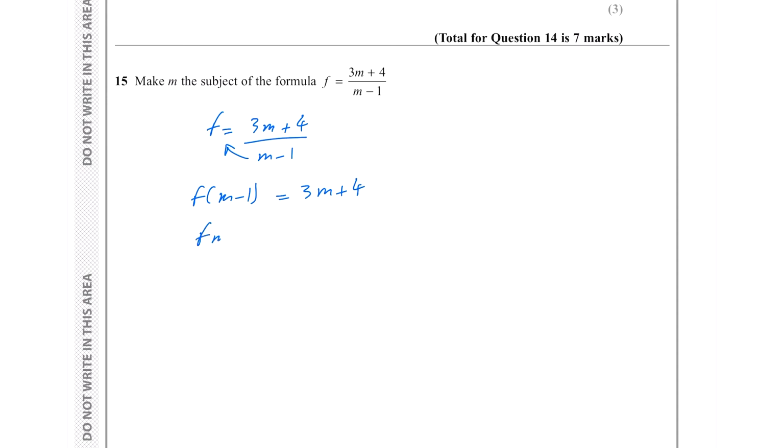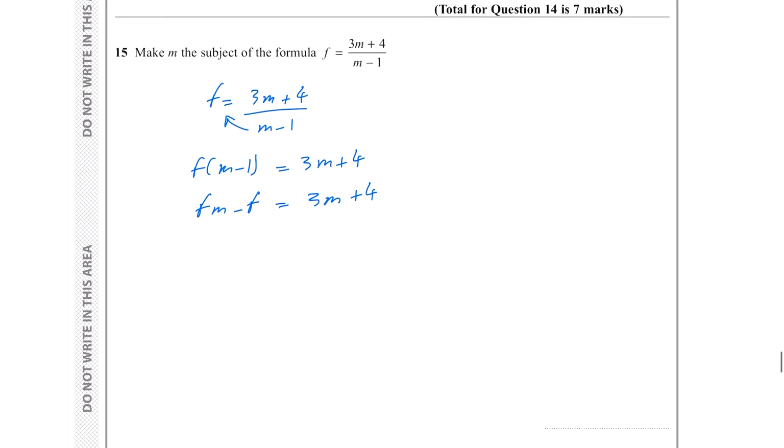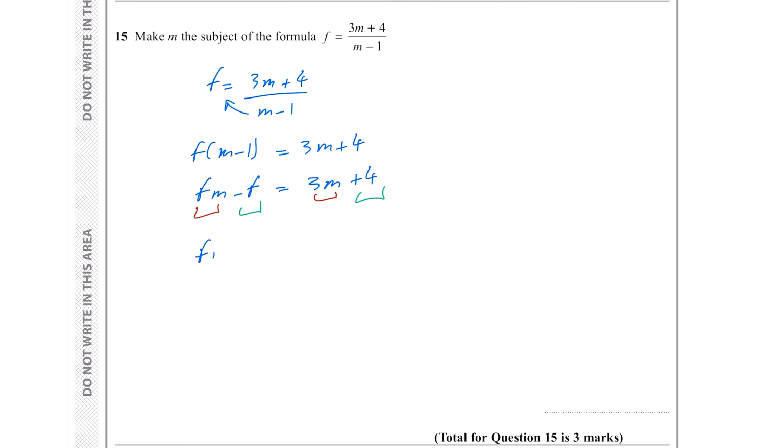We're now going to expand the brackets. That's Fm minus F is equal to 3M plus 4. Now you want to get all the M's on one side and all the non-M variables on one side. So let's move the 3M to the left. So that's going to be Fm minus 3M. And let's move the F to the other side. So that's going to be F plus 4. Now we're going to factorize the M out. So that's going to be F minus 3. And now notice the M is almost on its own. So that means M is equal to F plus 4 over F minus 3.